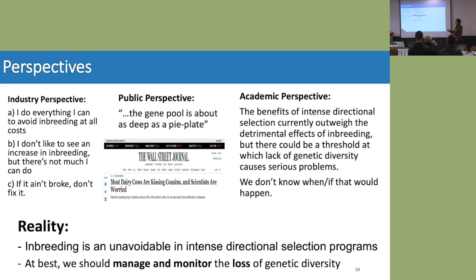So industry perspective, right? Public perspective. And then there's the academic perspective. And this is the big, long, complicated, convoluted statement saying the benefits of intense directional selection currently outweigh the detrimental effects of inbreeding, but there could be a threshold at which lack of genetic diversity causes serious problems. And then in a typical academic fashion, you end saying, we don't know when and if that could happen. That's what you told the Wall Street Journal. That's actually what I told the Wall Street Journal, right? And yeah, it's what I'm telling you now because I stick to that. That's true for me right now. We don't know, but we have to watch and we have to be a little bit aware of this.